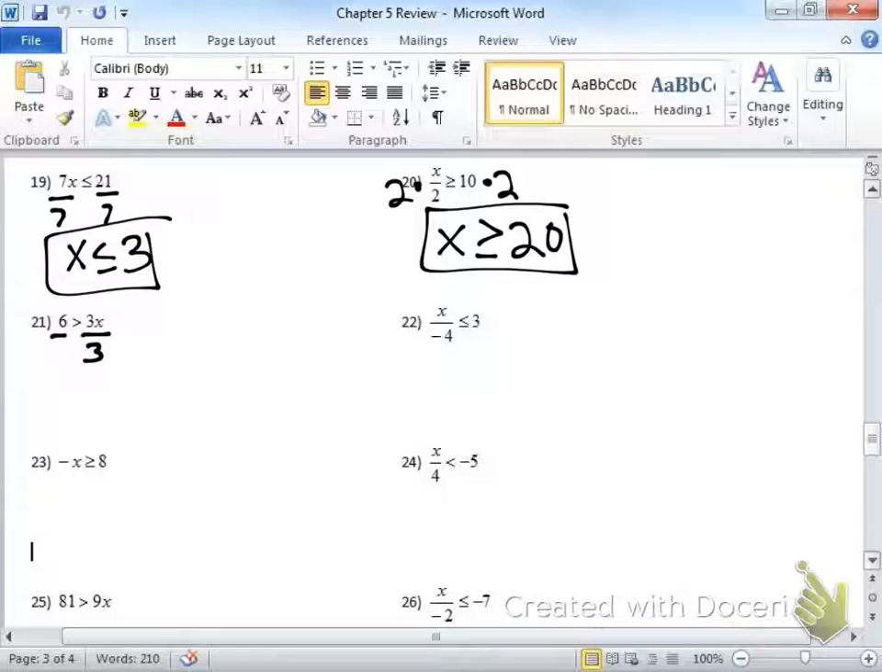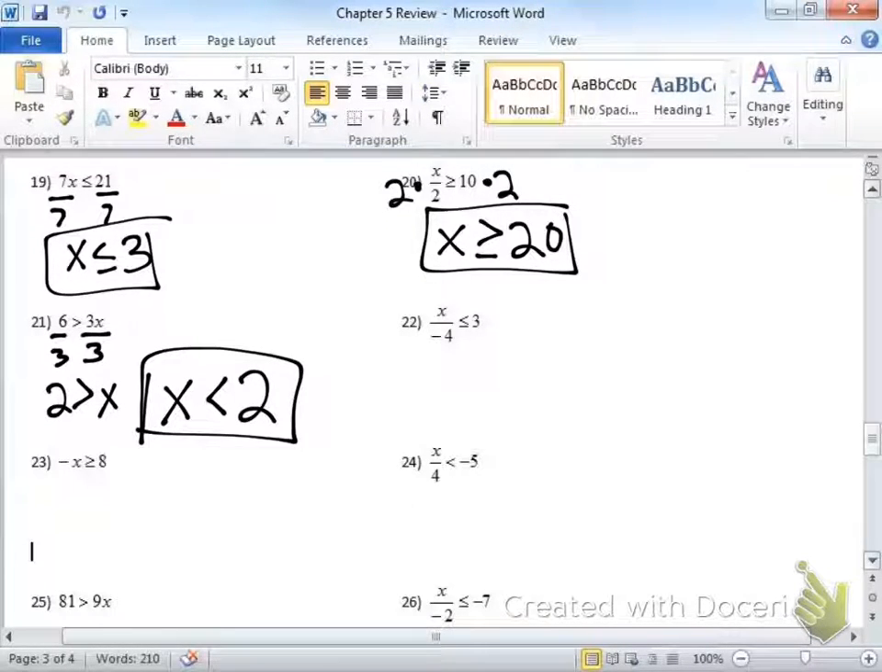21, we divide, we have 2 is greater than x. I want to rewrite that though with the x in the front. 2 was bigger, 2 is still bigger.